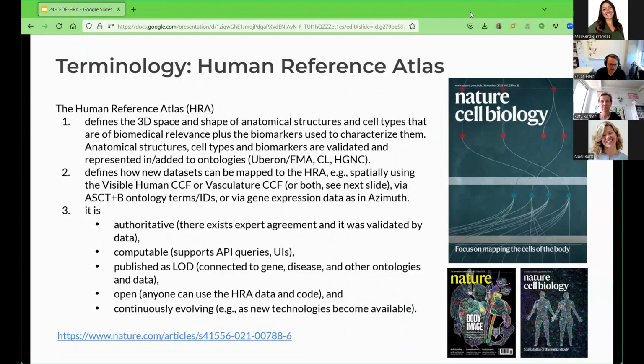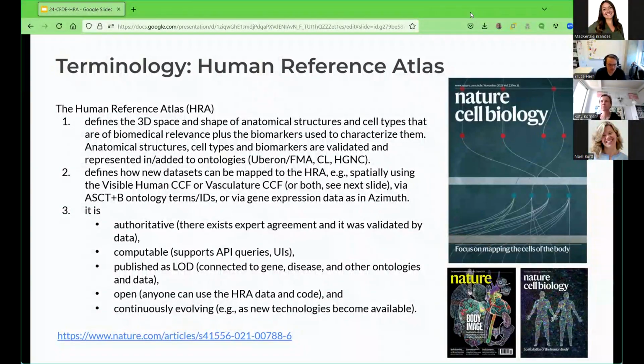We define how new data sets can be mapped to the HRA, both spatially using the common coordinate framework, but also via ontologies, and even experimental data that's been processed. Say with Azimuth, for instance, we're able to map those individual cell annotations to the HRA via ontologies again.